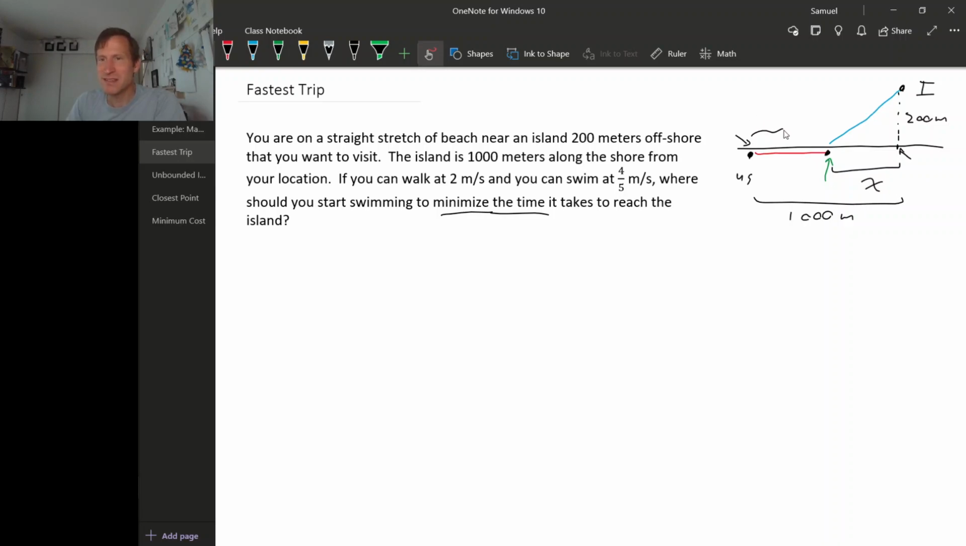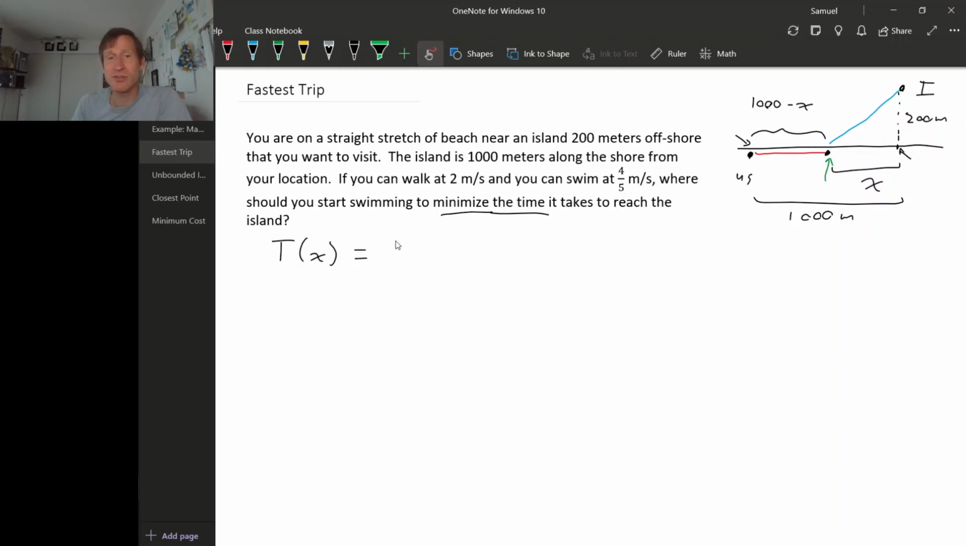That makes this red distance to the left just 1,000 minus x, since it's the distance from us to this closest point minus the distance x. So 1,000 minus x. Okay. So now we've identified what our independent variable is, the quantity that we can control. So now let's write the time that it takes as a function of that variable.